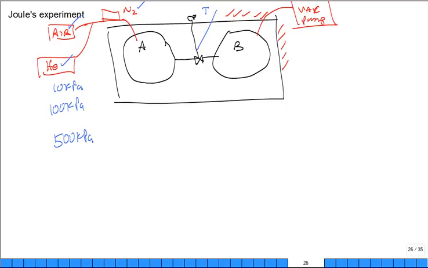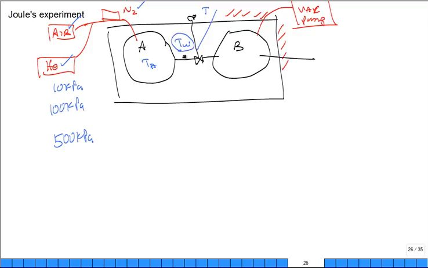What's the temperature of the gas in A compared to the temperature of the water in the bath? Equilibrium. He waited a long time. What is the temperature of the gas in tank A after he waited a long time? It's in thermal equilibrium with the water. They're equal temperature. Then he opens the valve.